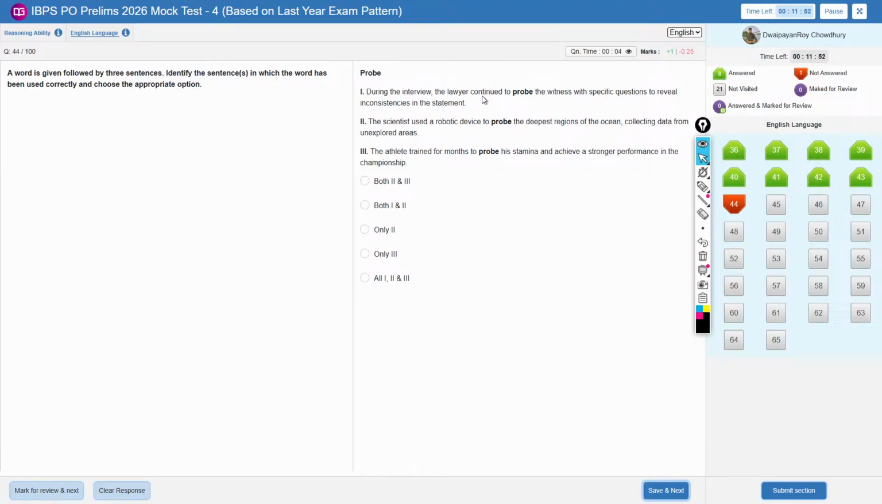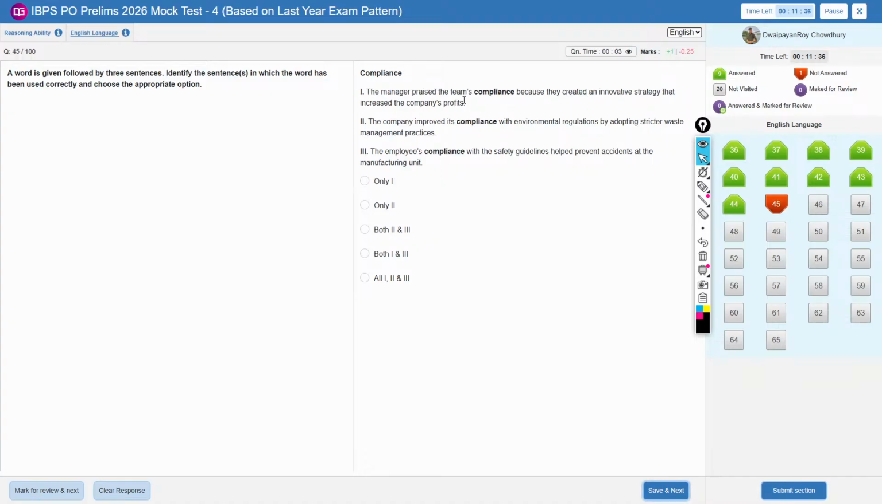Probe. During the interview, the lawyer continued to probe the witness. The scientist used a robotic device to probe the deepest. The athlete trained for months to probe his stamina. So 1 and 2 only for me.